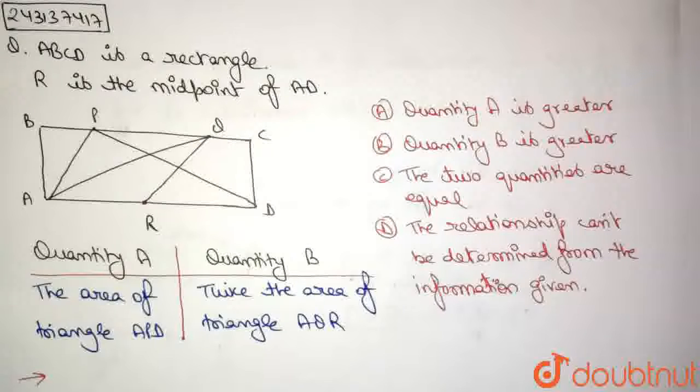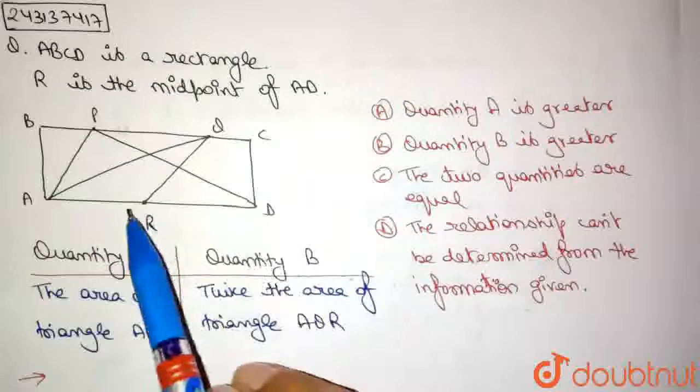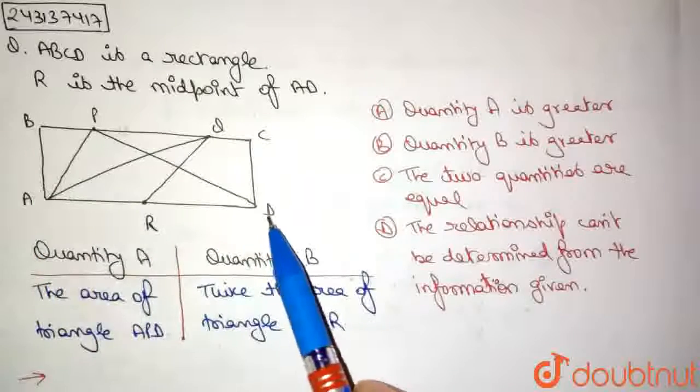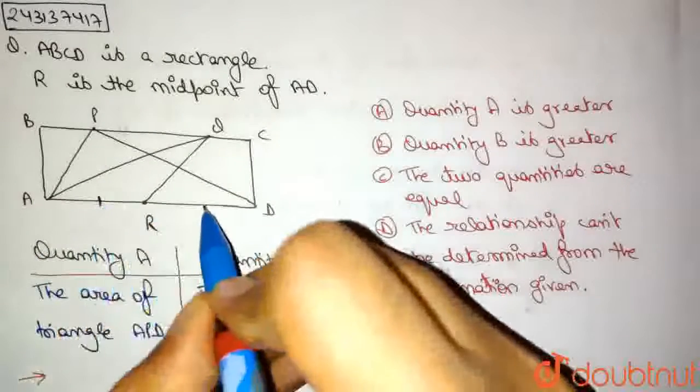Hello friends, welcome. The question states ABCD is a rectangle, R is the midpoint of AD. So this ABCD is a rectangle and R is the midpoint of AD. So that means AR is equal to RD.